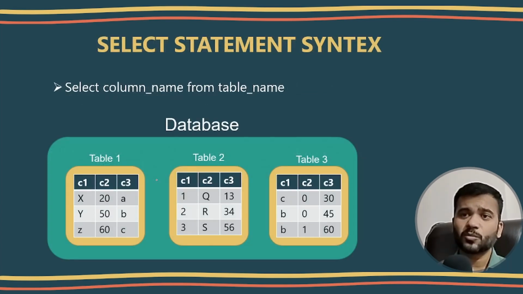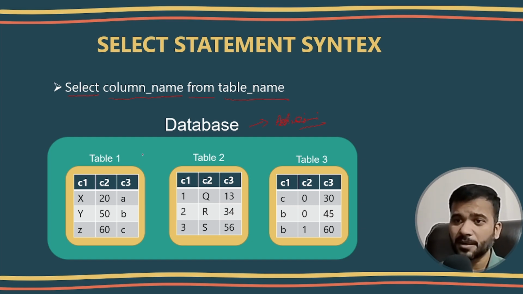SELECT statement syntax. What is the syntax? As you can see here, I have written down the syntax. First you have to write SELECT, and then whatever your column name is, you have to specify that column name. Then comes the keyword FROM, and then you apply the table name. For example, here I have taken a database called Ashwini, and in the Ashwini database we have tables. What a database is, we have already discussed. If you haven't watched that video, please go ahead and watch it.